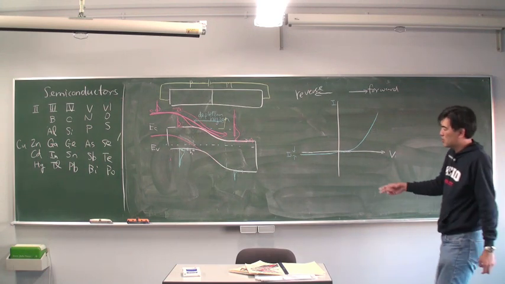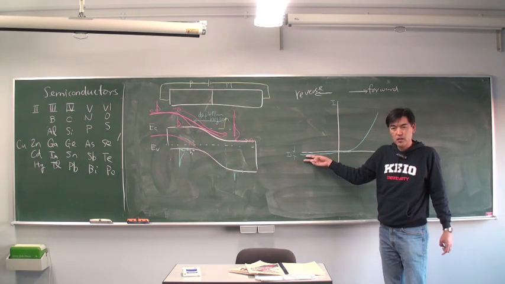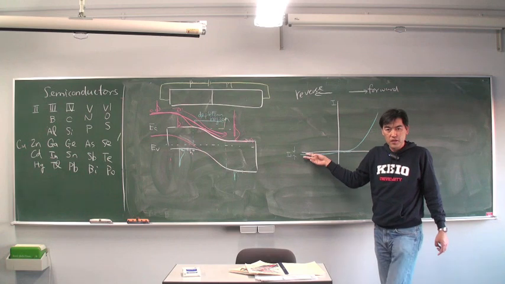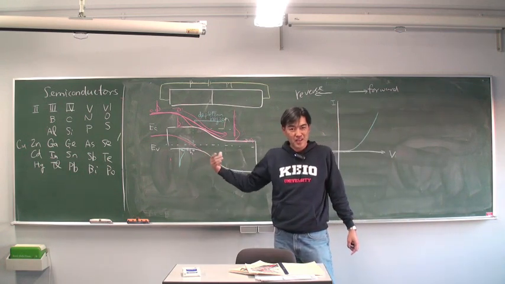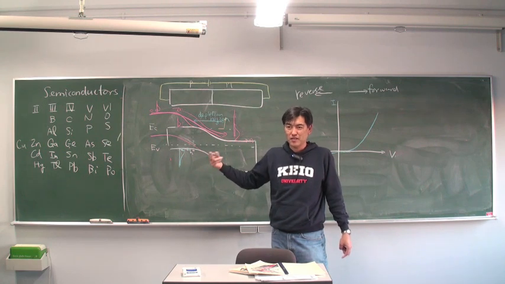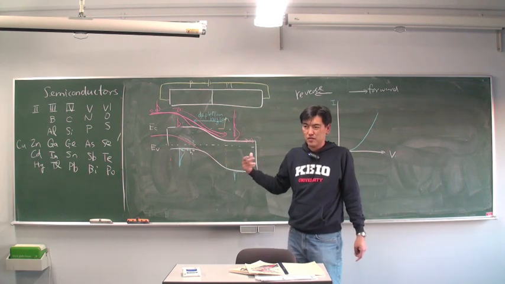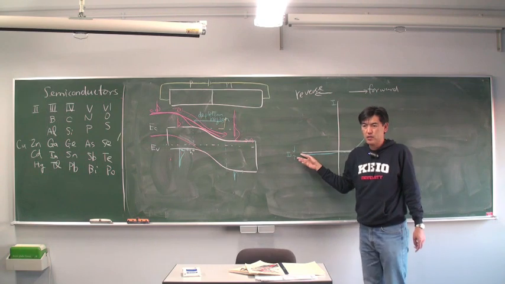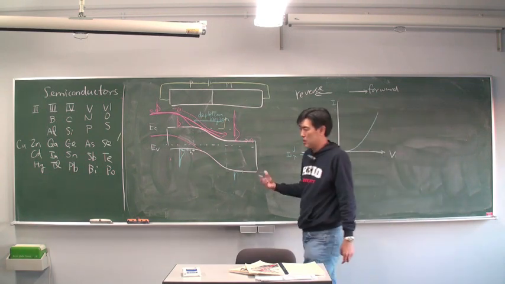And how much constant reverse current flows depends on the mobility, right? And also effective mass. How much I naught we get depends on the mobility and the effective mass.